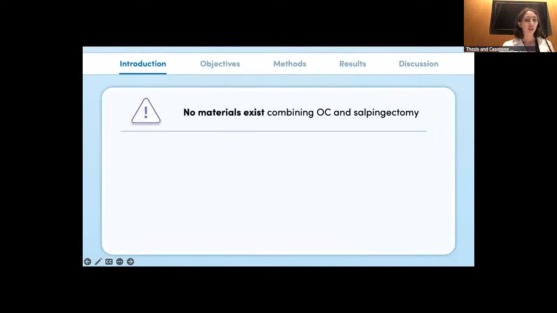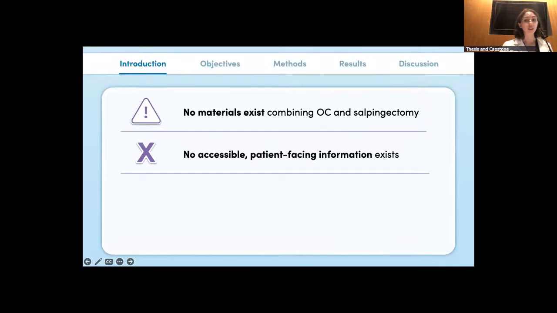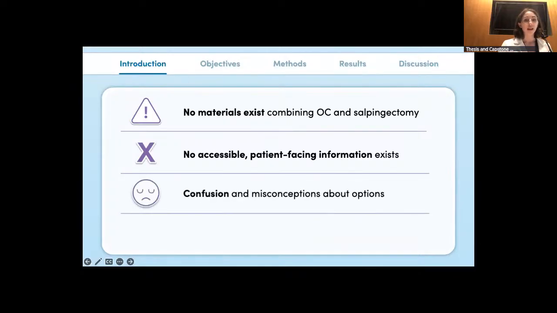First, there are no educational materials currently that connect ovarian cancer risk and salpingectomy in one place. In fact, there are almost no patient-facing resources at all. Most of what exists is buried in academic journals or research articles, not accessible to the average person. On top of that, this topic is surrounded by confusion and misconceptions. Many patients think sterilization procedures are reversible, the name ovarian cancer itself is misleading, and even non-OBGYN providers lack clarity on these distinctions. And finally, there are major language barriers. Everything that does exist is only in English, leaving out huge populations who desperately need this information.